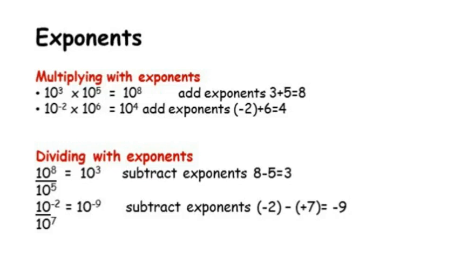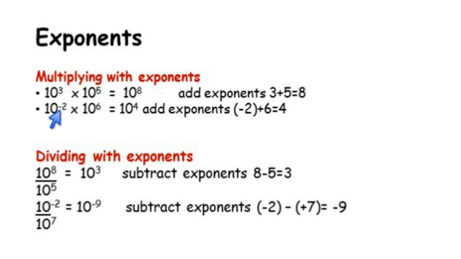So first thing, we're going to talk a little bit about exponents. When you multiply 10 to a power, you add the exponent. So if we're multiplying 10 to the third times 10 to the fifth, you add 3 plus 5, it would be 10 to the eighth power. So you add the exponents.